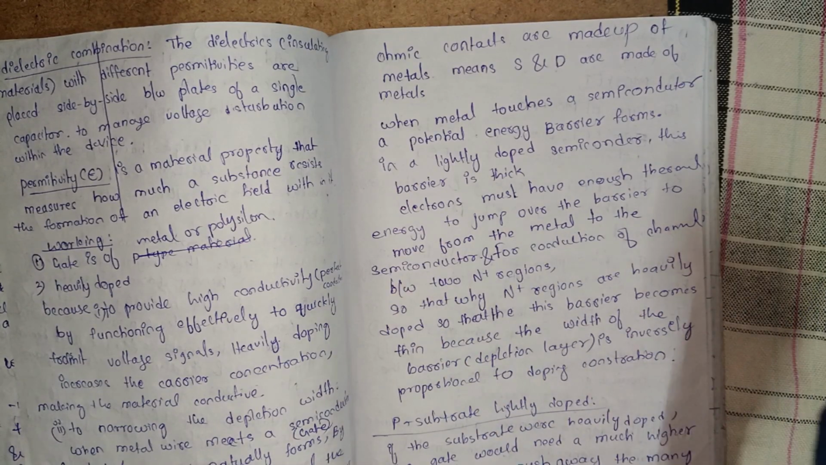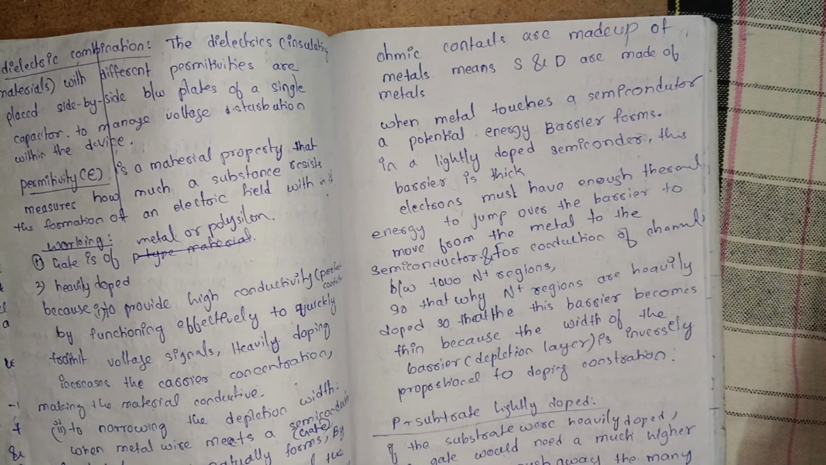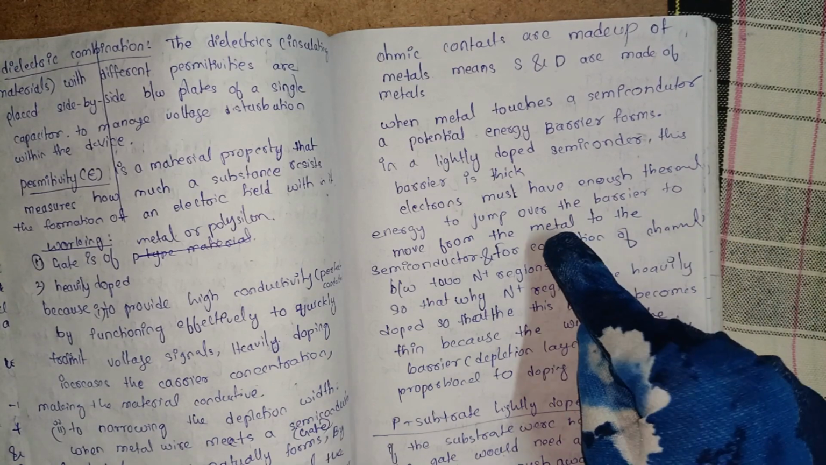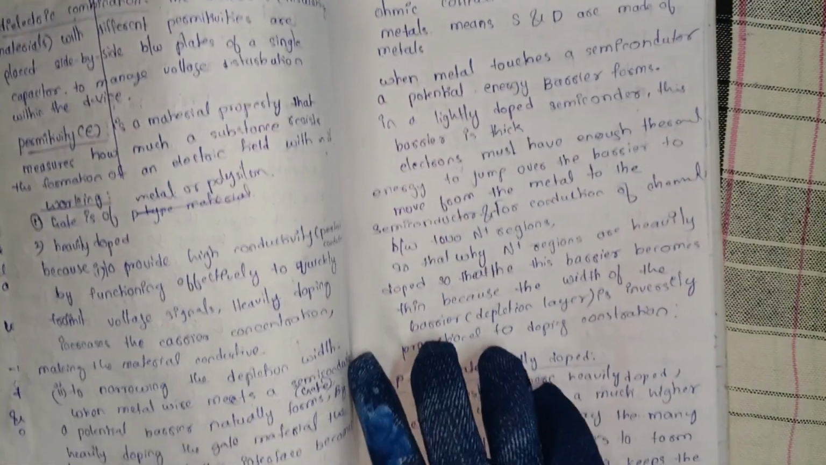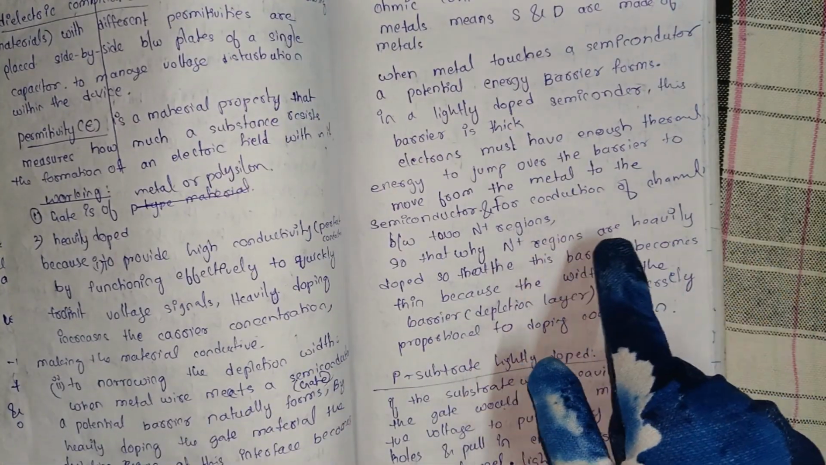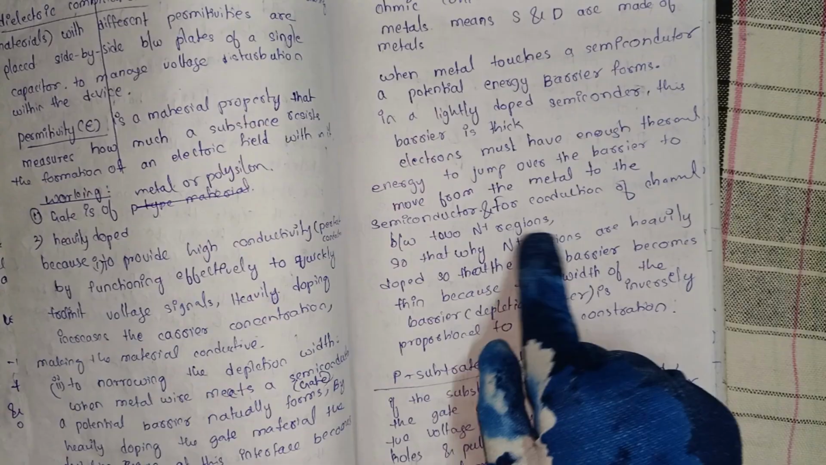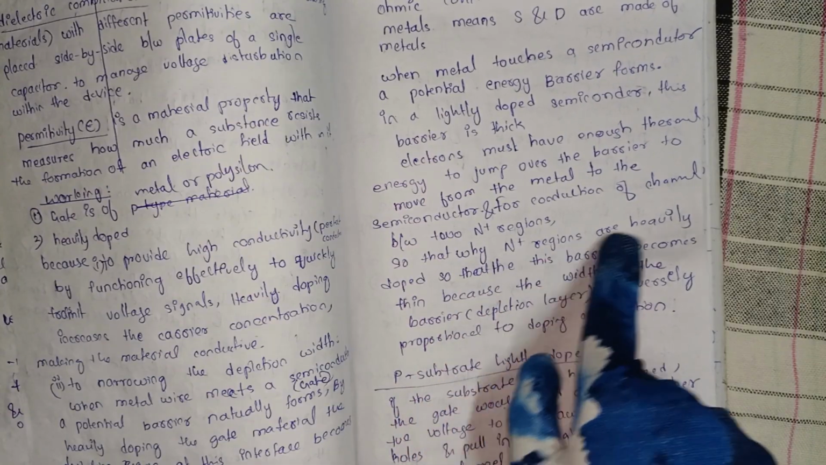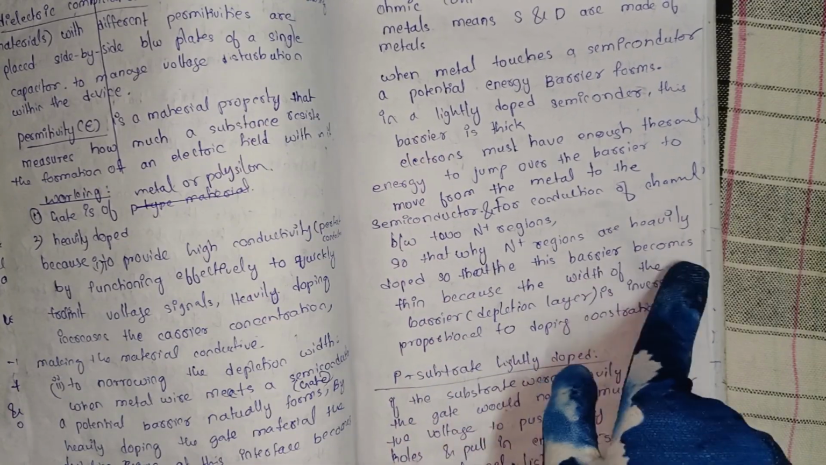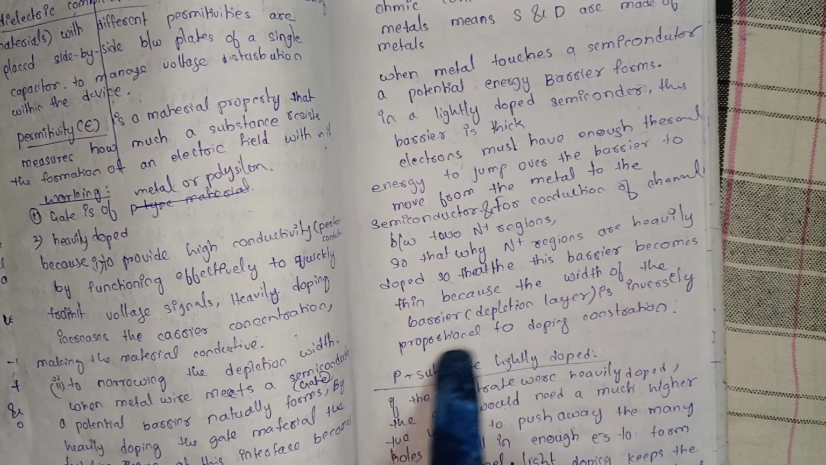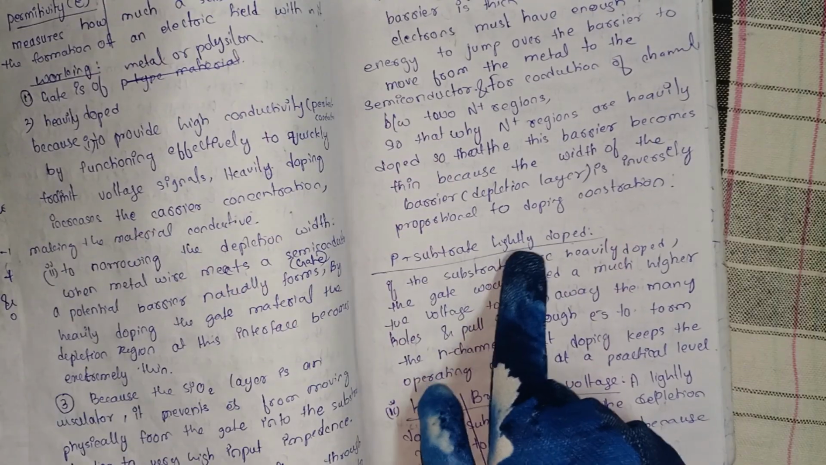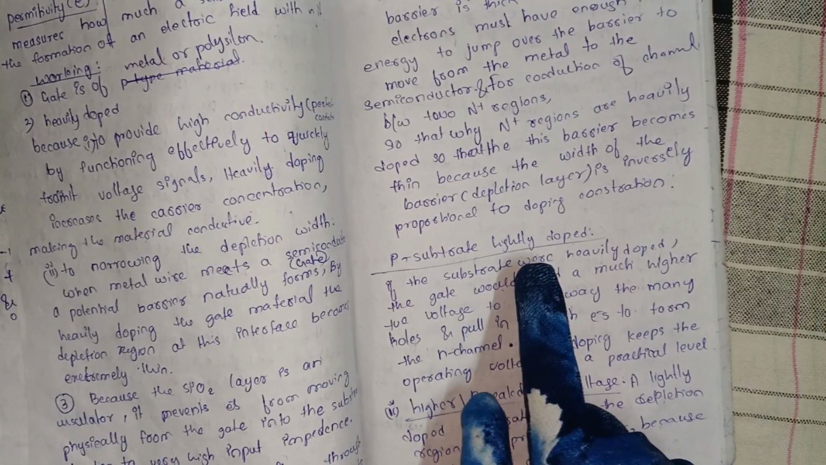So electrons must have enough thermal energy to jump over the barrier to move from the n plus region to the p substrate, and for conduction of the channel between the two n plus regions. That's why n plus regions are heavily doped, so that the barrier becomes thin, because the width of the barrier is inversely proportional to the doping concentration.